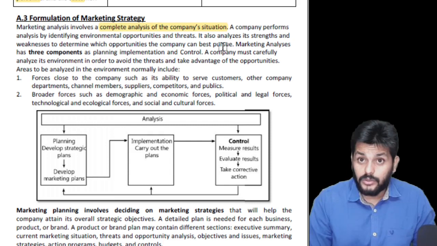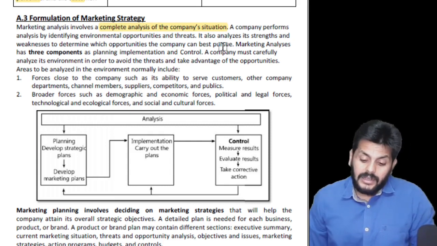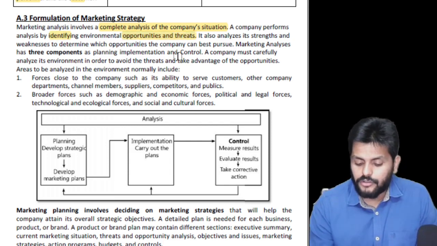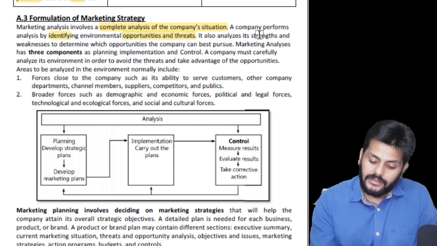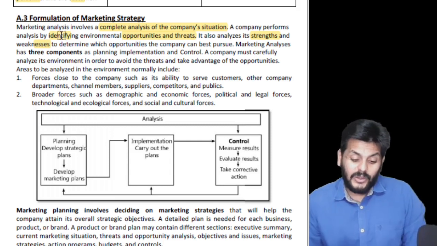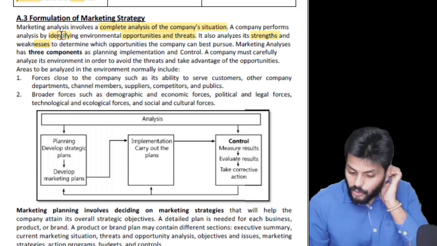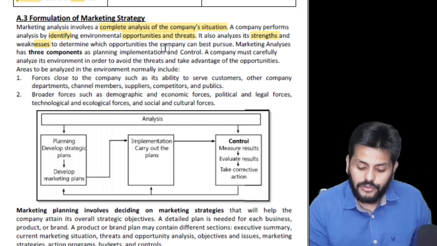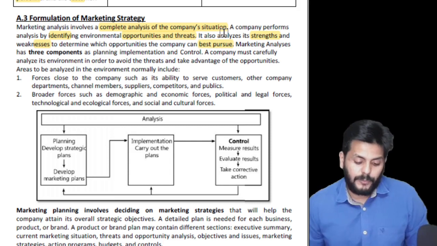Now they are teaching you something that you know very well. What is that? A company performs analysis by identifying environmental opportunities and threats. It also analyzes strengths and weaknesses. Now they are telling you, you guys know what this exactly is called, SWOT and TOWS analysis. We've already done this to determine which opportunities the company can best pursue.